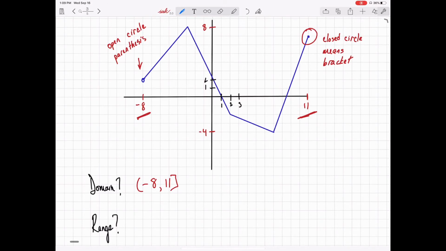For the range, we're really looking at this value here that I circled. There's no point defined there, but there doesn't have to be, as long as it's not open. If there's no open circle there, therefore it's included. So we'd go -4, and that goes up to 8. And we have that same situation at this 8 at the top. There's no open circle, therefore it's included.